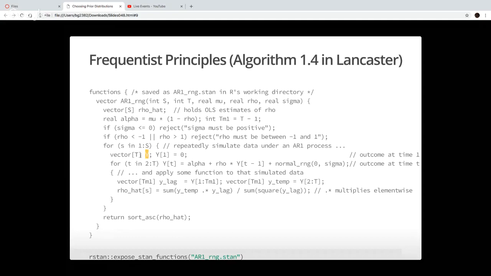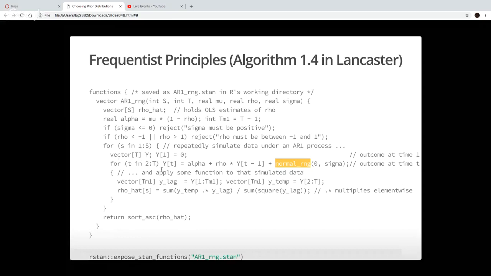So I allocate a vector of size t for y, the outcome, and set the first one equal to 0, or actually it should be mu, but mu is 0 in the example I do. Then I loop from 2 up to the maximum value, the number of time periods I'm considering, and set yt equal to alpha plus rho times whatever y was in the previous period, plus an error that's randomly drawn from a normal distribution with expectation 0 and standard deviation sigma. That gives me the outcome at time t.